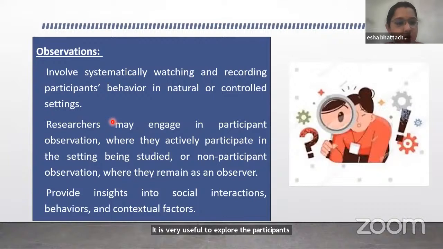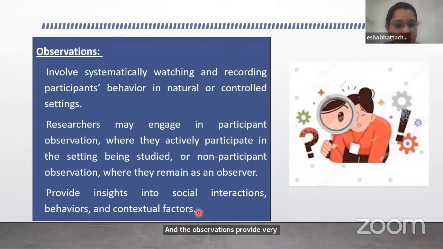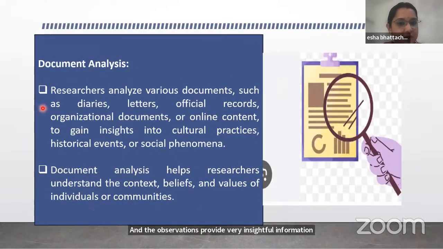Secondly is observation. Observation is not merely observation, but systematically watching and recording participants' behavior in a natural or controlled setting. The researchers may engage in participant observation, where they actively participate in the setting being studied, or non-participant observation, where they remain as an observer. And observations provide very insightful information about social interactions, behavior, and contextual factors.